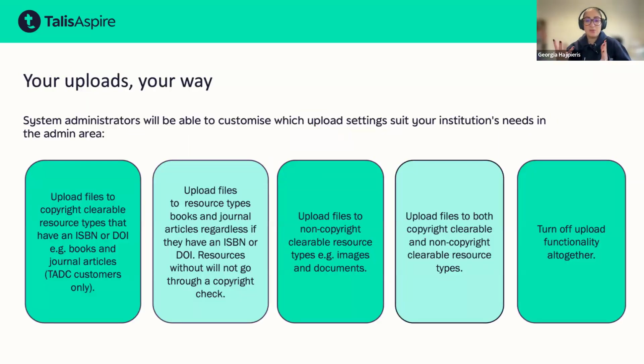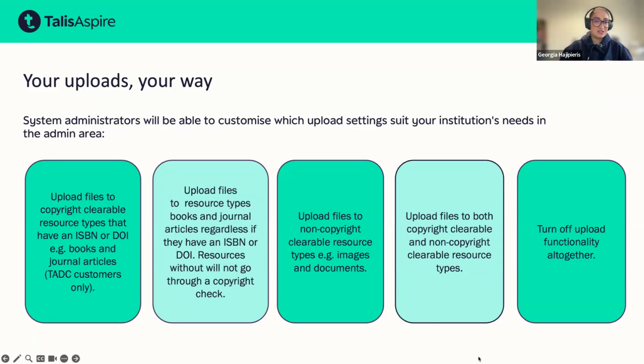When we talk about Talis Aspire, we talk about file uploads, so uploading different file types to your reading list items. When we were discussing this with different customers and getting feedback, we had a lot of different needs that people wanted to address. Maybe they wanted to upload to non-copyright clearable resources only, or copyright clearable resources that have an ISBN or DOI so they can go through a copyright clearance check. So we've tried to make this as customizable as possible.